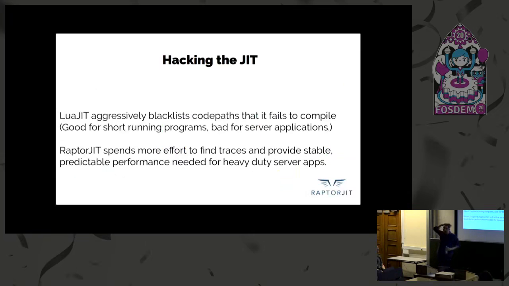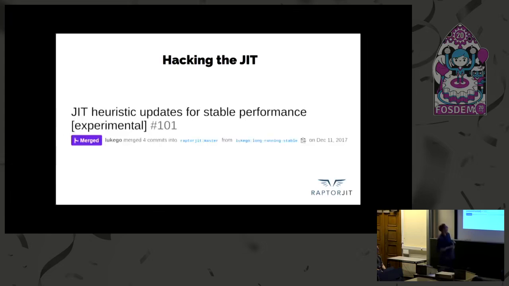So LuaJIT aggressively blacklists code paths it fails to compile. That favors the small, short-running programs. The programs that we target are all long-running. So just as a policy change, we spend way more time trying to find good traces, and we're good with that. We just want to make sure that we find the best traces for the program because we know that it's going to run for a long time. As a first step in that direction, we updated the just-in-time compiler's heuristics for trace selection to match our target workloads. And yeah, not going to go much into that.